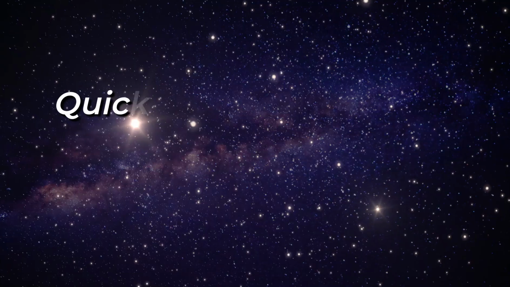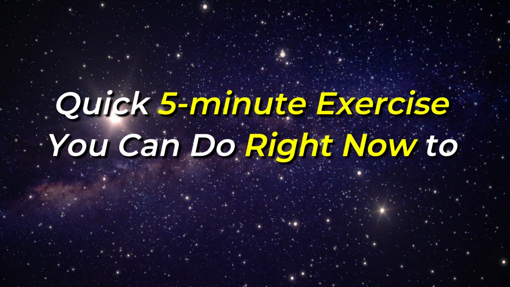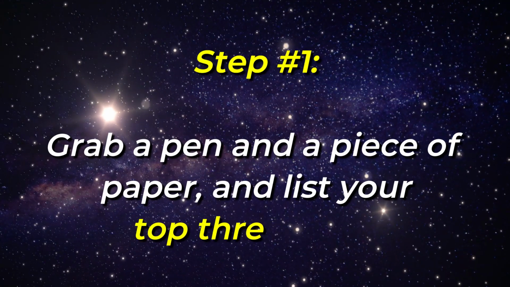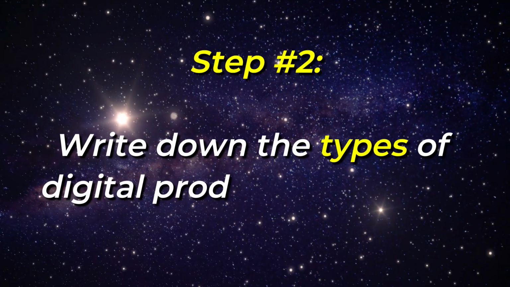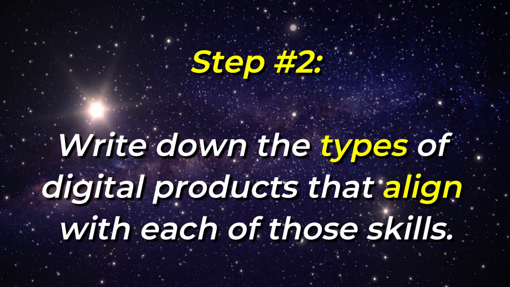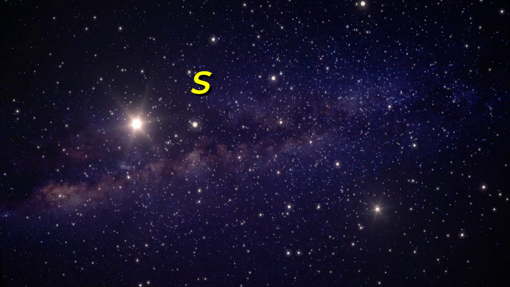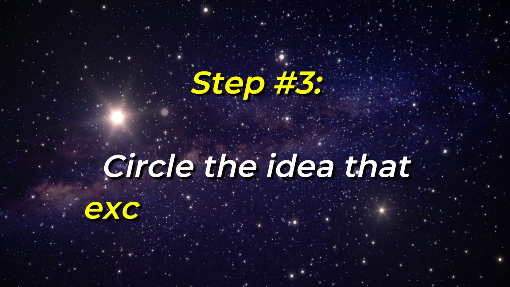So here is a quick 5-minute exercise that you can do right now to get started. Ready? Step number 1: grab a pen and a piece of paper and list your top 3 skills. Step number 2: write down the types of digital products that align with each of those skills. And then step number 3: circle the idea that excites you the most. Once you have this one idea that excites you the most, then you will have gained clarity in the best direction for you to move forward.